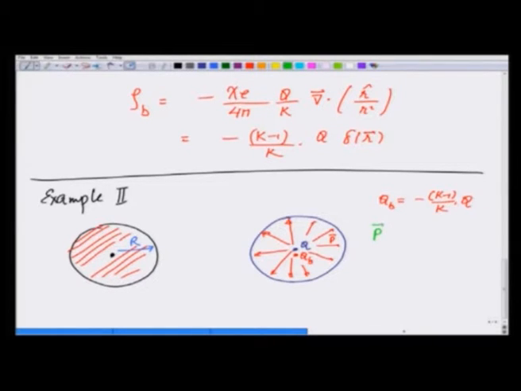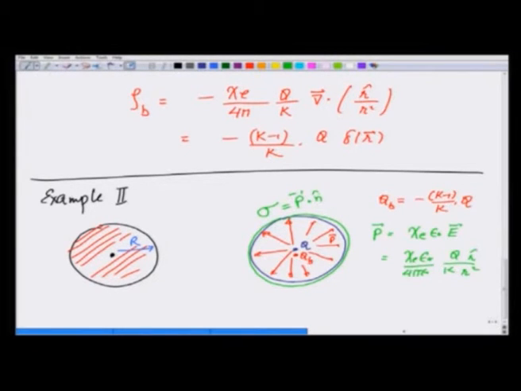And what is the value of this P? P will be equal to chi e epsilon 0 E, which is nothing but chi e epsilon 0, q over k r square. So, there is this P, and what would this P do if I take this sphere of radius r? It will give me a sigma, or the surface charge, which is P dot n.